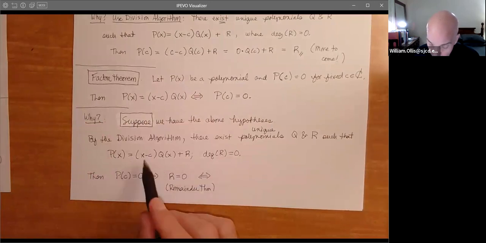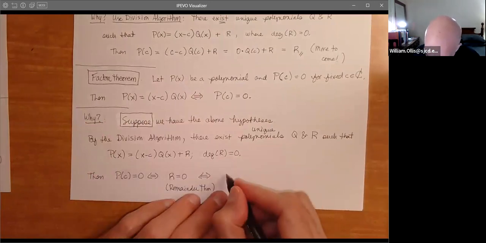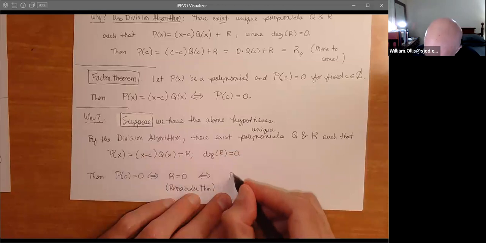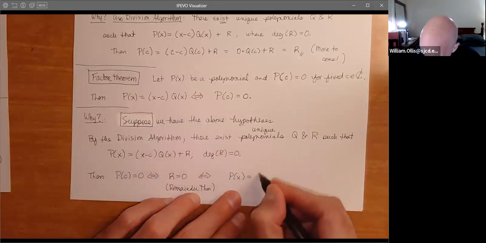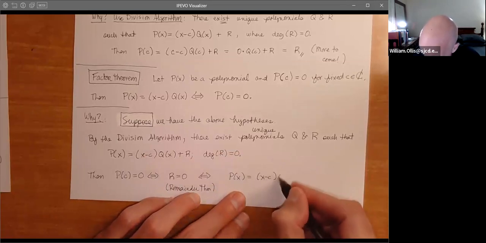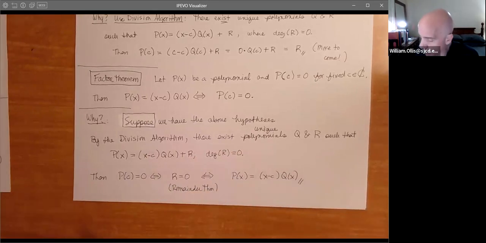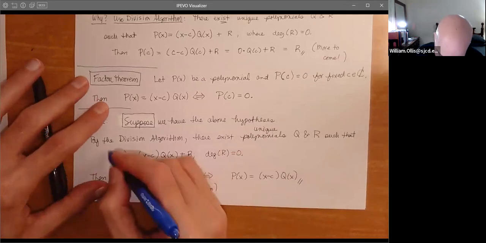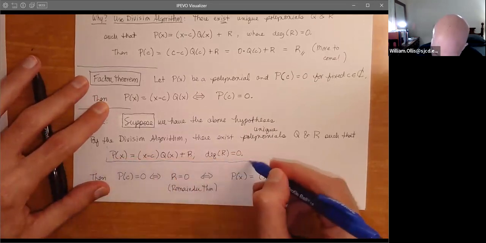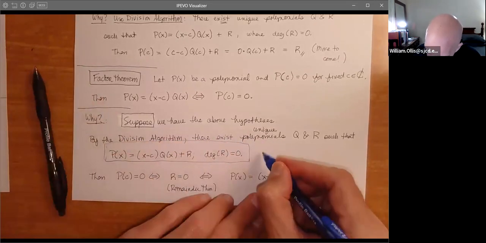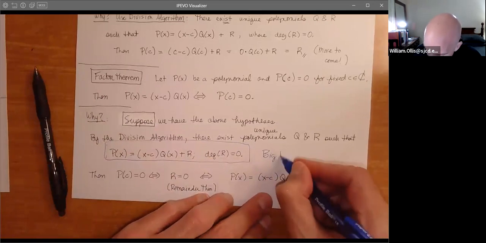What does that mean? Well, then X minus C is a factor. Then we just take this part and say P of X equals X minus C times Q of X. They're equivalent. So we use, I'll say it again, this is the big hammer. As Dr. Witherspoon says, the big hammer.